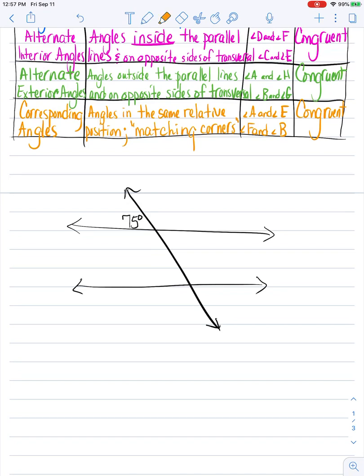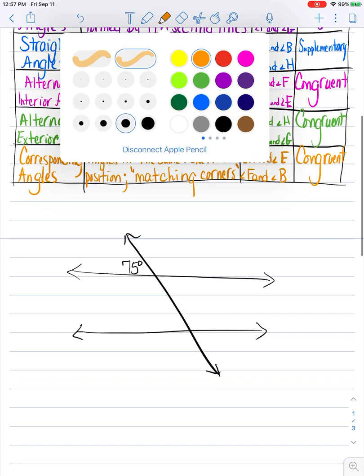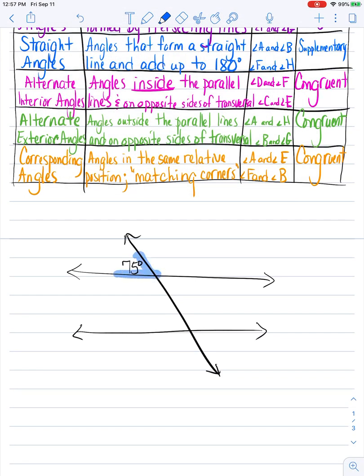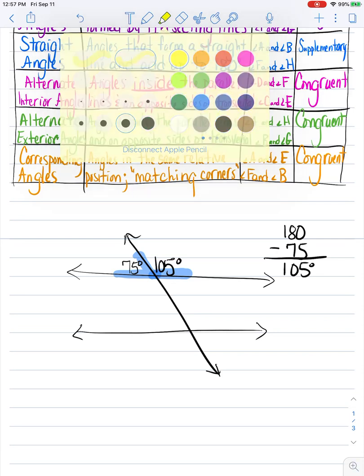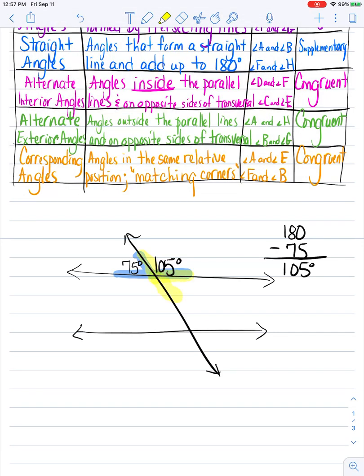For example, if I take a look at this right here, I notice that these two angles form a straight line. So guess what? I can take, straight line has 180 degrees, subtract 75, and when I do that, I get 105 degrees. So that means that this angle right here is 105 degrees. Well, guess what? Look at this. Doesn't this angle and this angle form a straight angle? Yes.